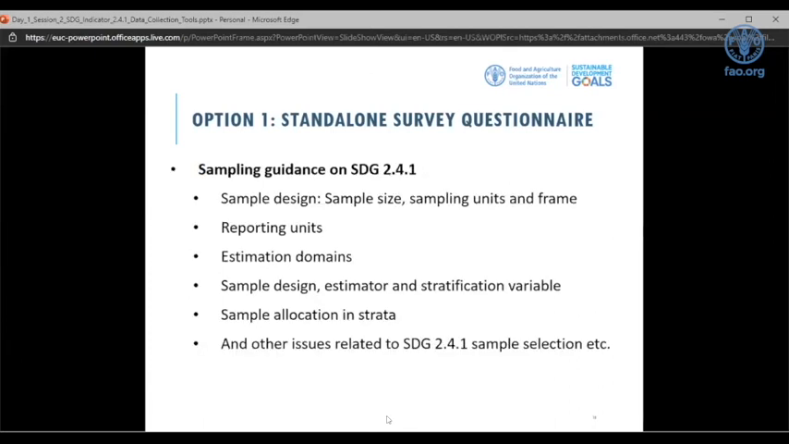Now, there is another document which has already been drafted and uploaded on our website. It's about sampling guidance on SDG 2.4.1. It contains information about sampling design, that is sample size, sampling units and sampling frames, the reporting units, the different estimation domains that need to be kept in mind before administering the questionnaire as well as analyzing the data, the estimator and stratification variables, sample allocations within different strata, and other issues related to SDG 2.4.1 sample selection.